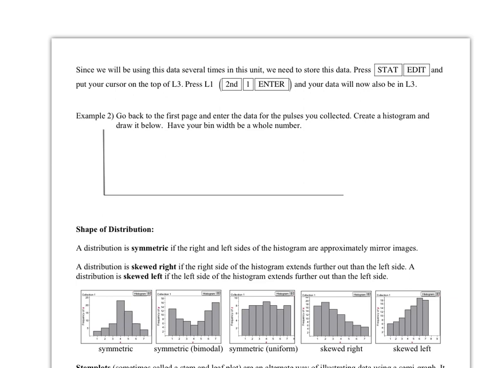So this first line was storing L1 into L3 for later use. And now example 2. Example 1 was the NFL data. Collecting the pulse data was just an activity to collect data. Now go back to the first page and enter the data for the pulses you collected. So let's practice with the calculator first. We are going to enter the data from our pulse rate, our class, into L1. You know how fast it was to do the histogram with the calculator, so we can actually all do it together.